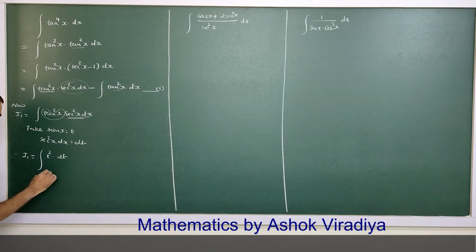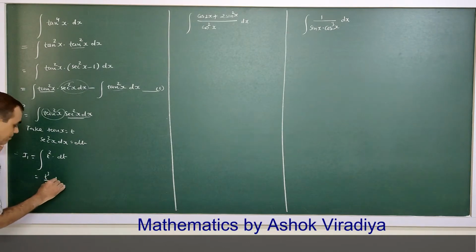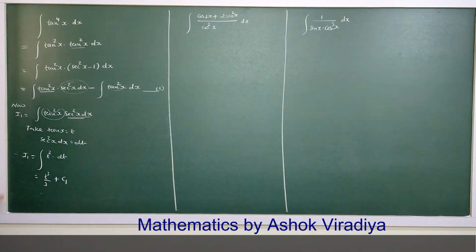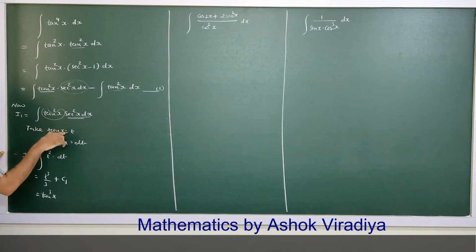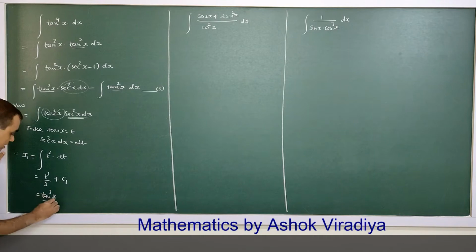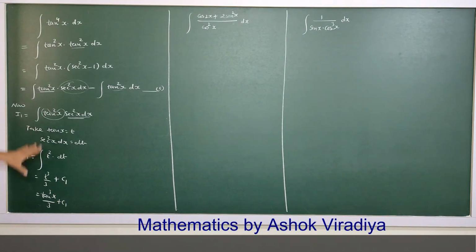So this is t cube by 3. We put here plus c1, c1 is arbitrary constant. Now value of t is tan x. So tan cube x upon 3 plus c1. This was the calculation for I1.